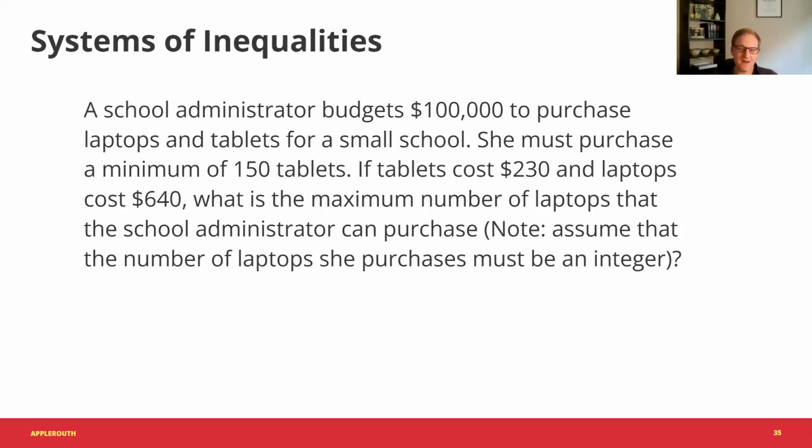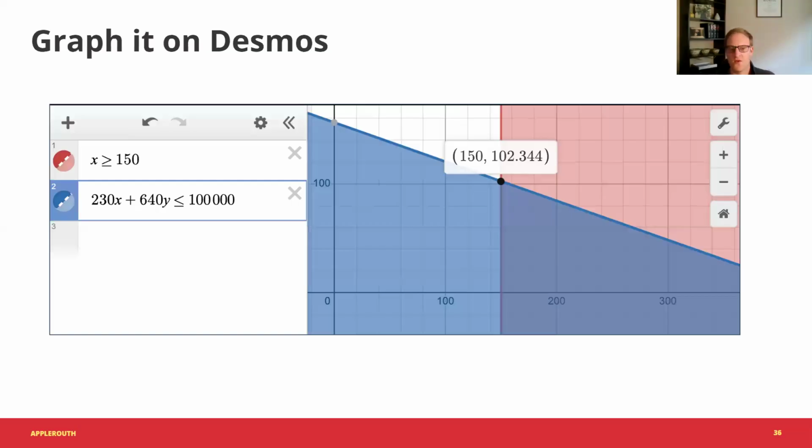So here I've got multiple equations, and in fact, multiple inequalities. One of them is the budget inequality. So $100,000, we can't go over that. But we must have at least 150 tablets. So let's see. If we make tablets x, we could say x is greater than or equal to 150. And then the dollar equation or inequality would be the second thing in blue.